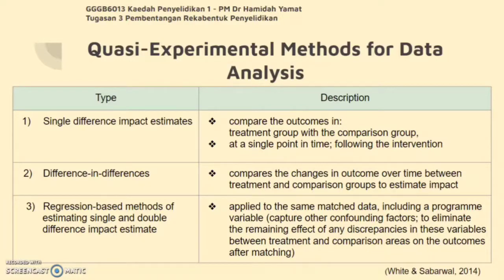The third one is the regression methods of estimating single and double difference impact estimates. The single and double difference impact estimates may also be estimated using ordinary least squares regression. This approach is applied to the same matched data, including a program or policy dummy variable on the right-hand side of the regression equation. The variables that capture other confounding factors can also be included on the right-hand side to eliminate the remaining effect of any discrepancies in these variables between treatment and comparison areas on the outcomes after matching.